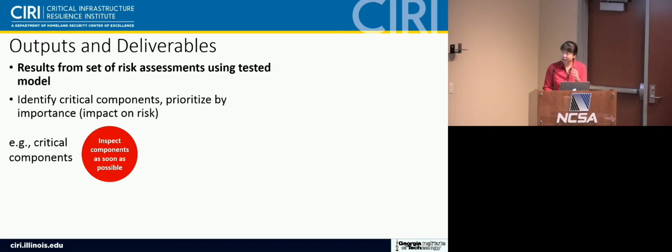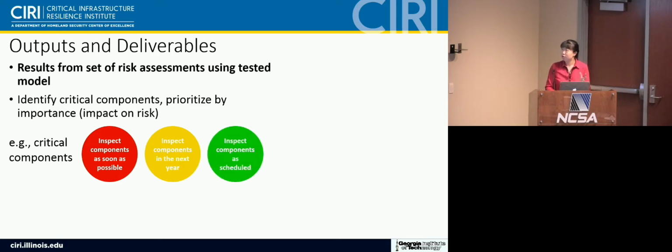We have red as inspect components as soon as possible, yellow inspect components in the next year, and green is just inspect components as scheduled. You don't need to do anything particular. This is about inspection, but we could also think about which things need to be retrofitted sooner, or which need the highest priority for building in backups or redundancies. So not necessarily just inspection, but any sort of discretized way of saying really important, less important, and maybe things can go on as scheduled.